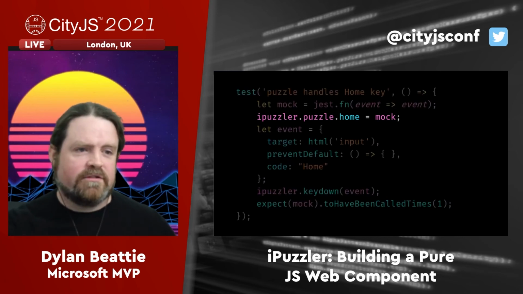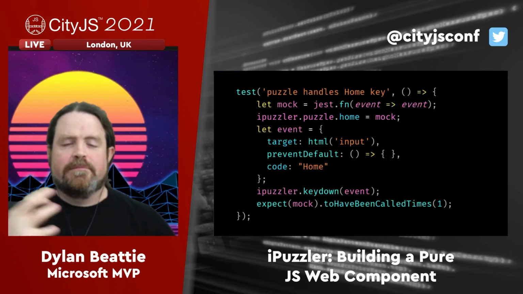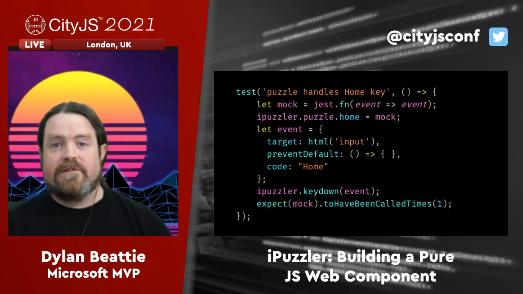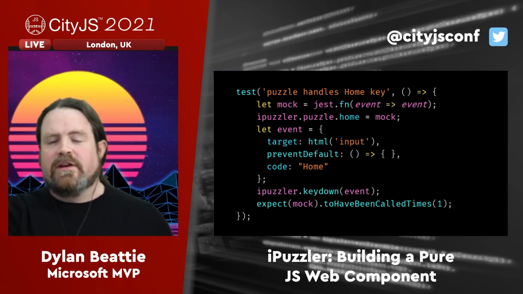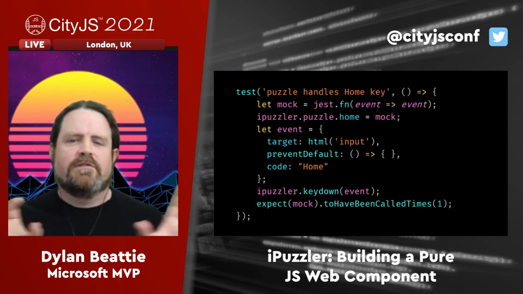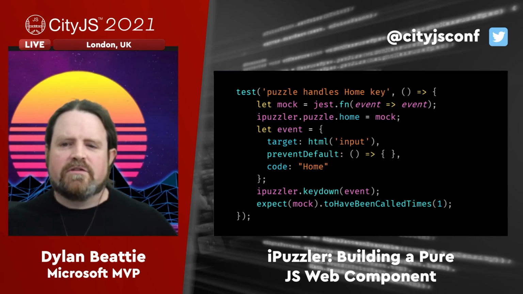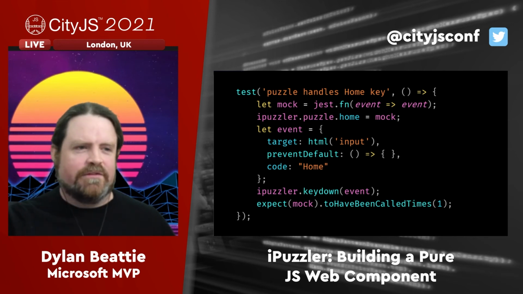So by doing this, we're verifying the same pattern of behavior from two different angles. One of them, we're verifying, hey, when home gets called, does the puzzle do the right thing? Separately, we're saying, when that key gets pressed, does home get called? And that gives us a very nice level of decoupling and abstraction between the two parts of the system. And that is a very, very rapid run through.